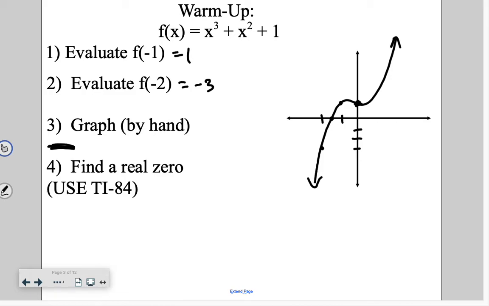So let me switch over. If we go to the graphing calculator, and in your y equals, you put the function x cubed plus x squared plus 1.